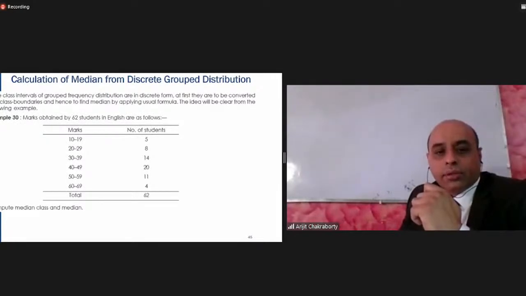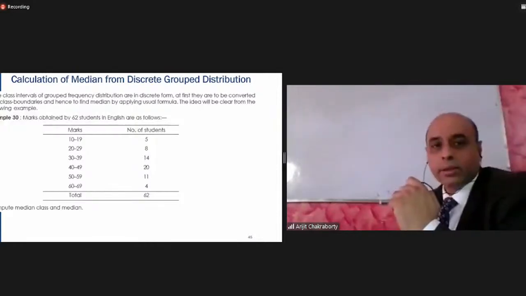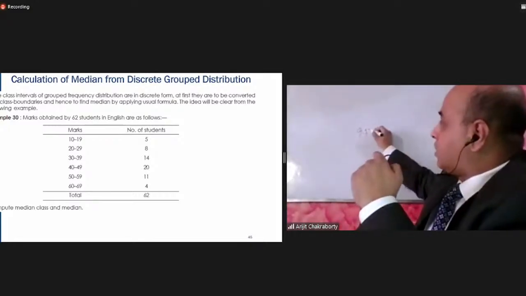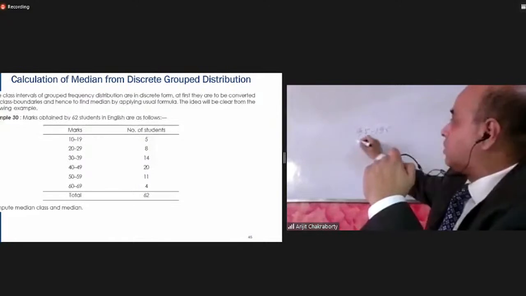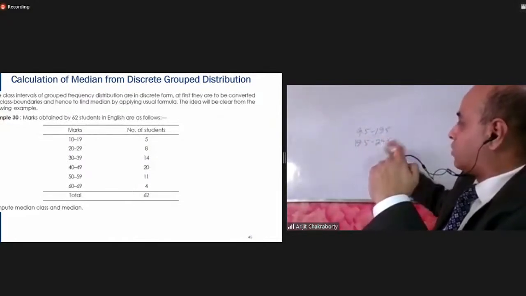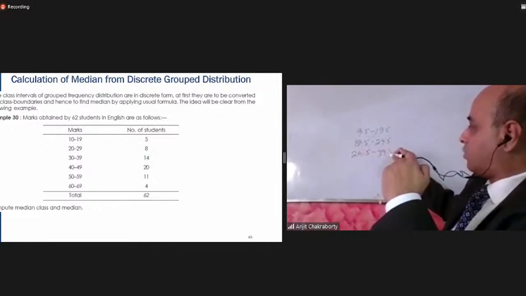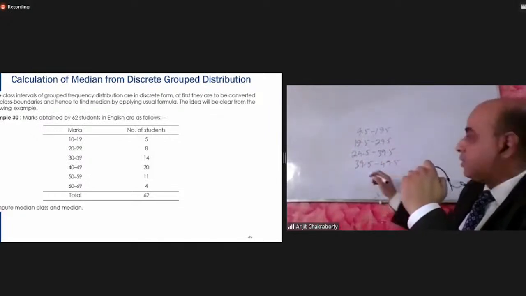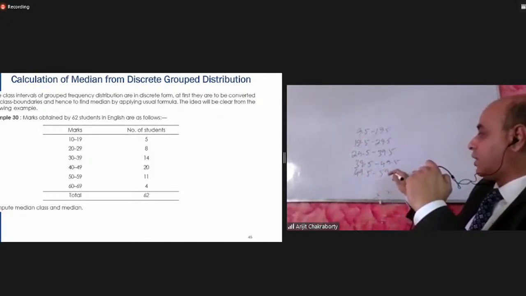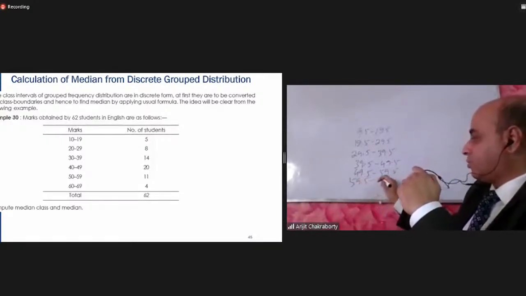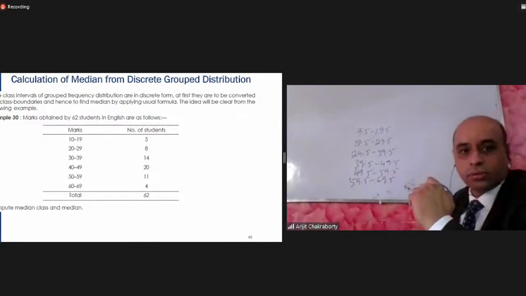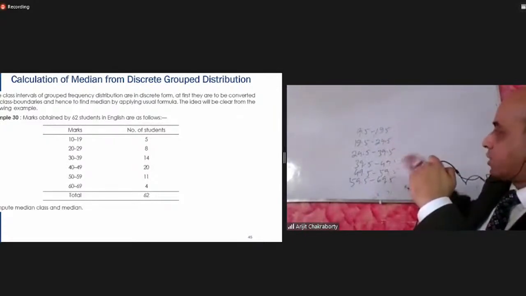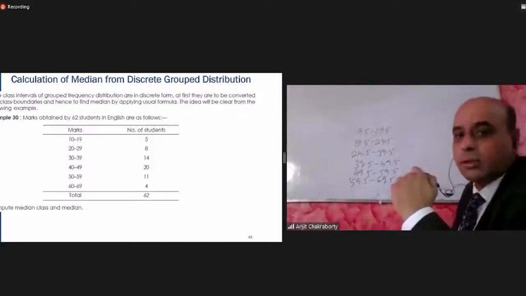So 62 students are there in all, and the marks are given as 10 to 19. I will make it continuous from discrete. So 10 to 19, I will make it 9.5 to 19.5, then 19.5 to 29.5, 29.5 to 39.5, 39.5 to 49.5, 49.5 to 59.5, and 59.5 to 69.5. So 1, 2, 3, 4, 5, 6 classes.